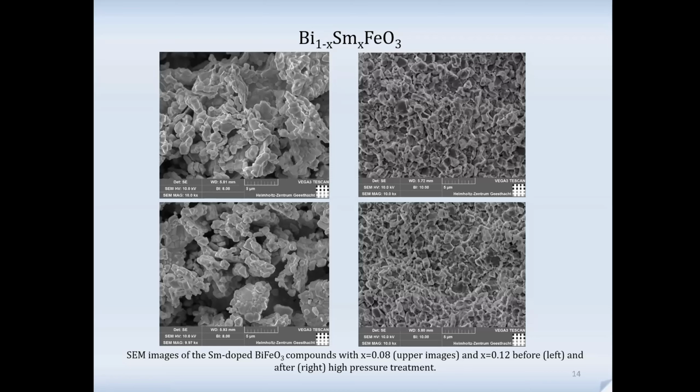We cannot distinguish it up to now. We plan to make some other measurements. But the grain size remains more or less the same. So this is an open question for us up to now: what happened with the crystal structure? Because we see huge changes in the magnetic properties.